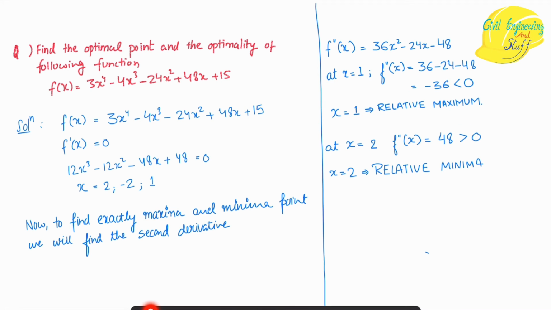At x equal to 2, the second derivative is greater than 0, so it will be a relative minimum point. At x equal to minus 2, the value is again greater than 0, so it's again a relative minimum point. So this is how these questions are done.